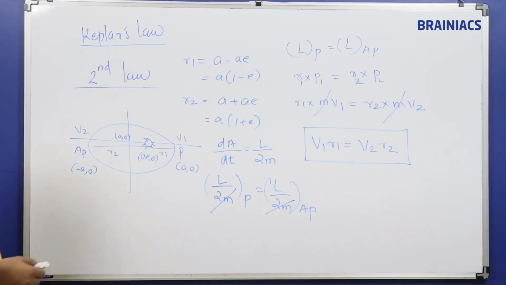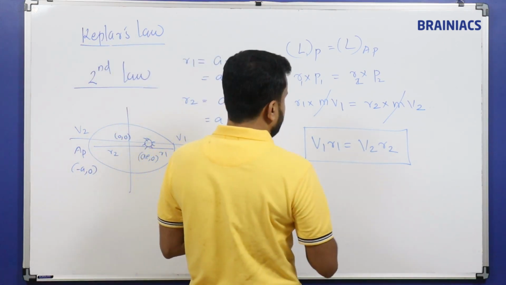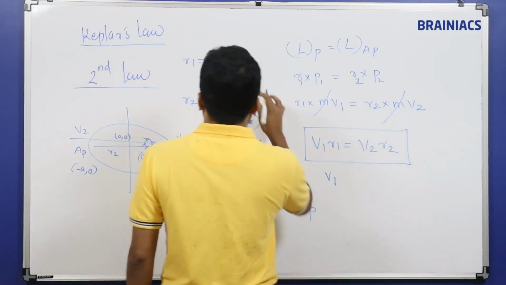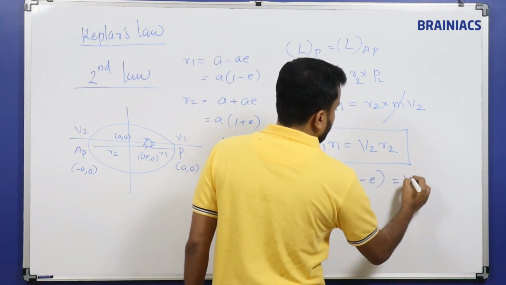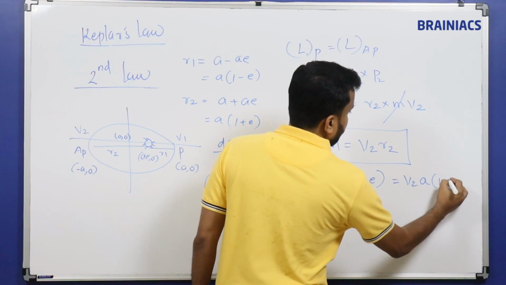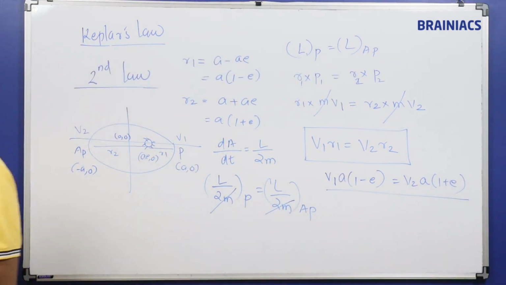Suppose the values are given in terms of eccentricity, you can substitute those as well. So V1 into A into 1 minus E is equal to V2 into A into 1 plus E. This also you can make use of. We have written this formula in terms of eccentricity only. Okay, that is nothing else over there. Fine.